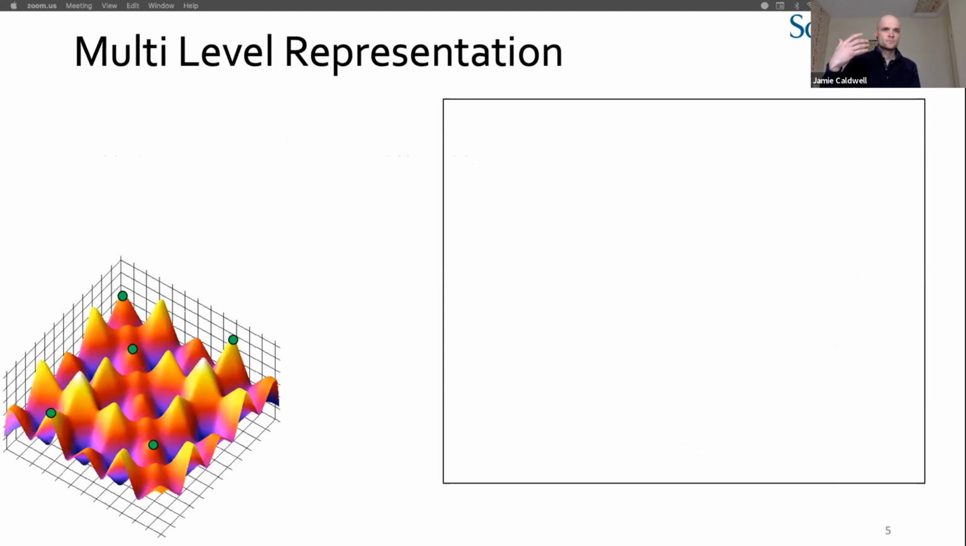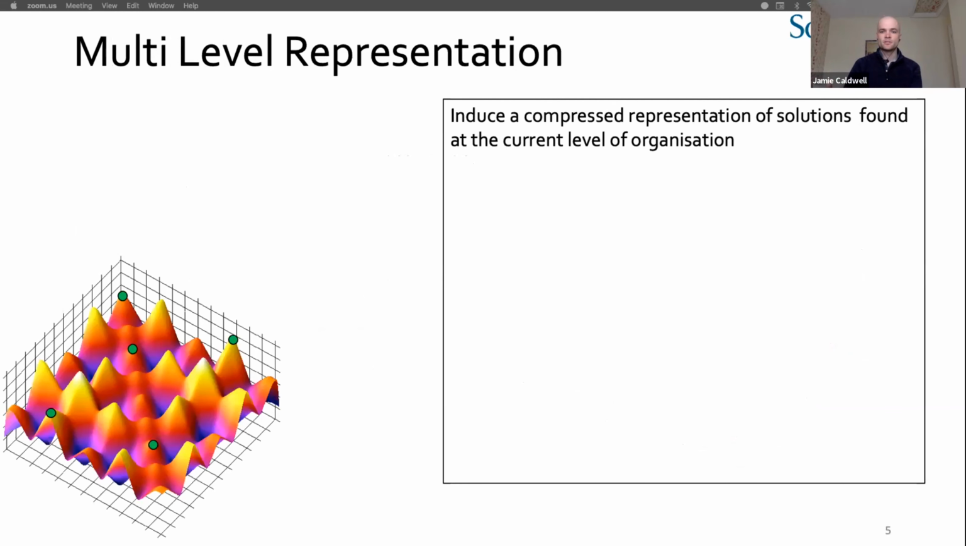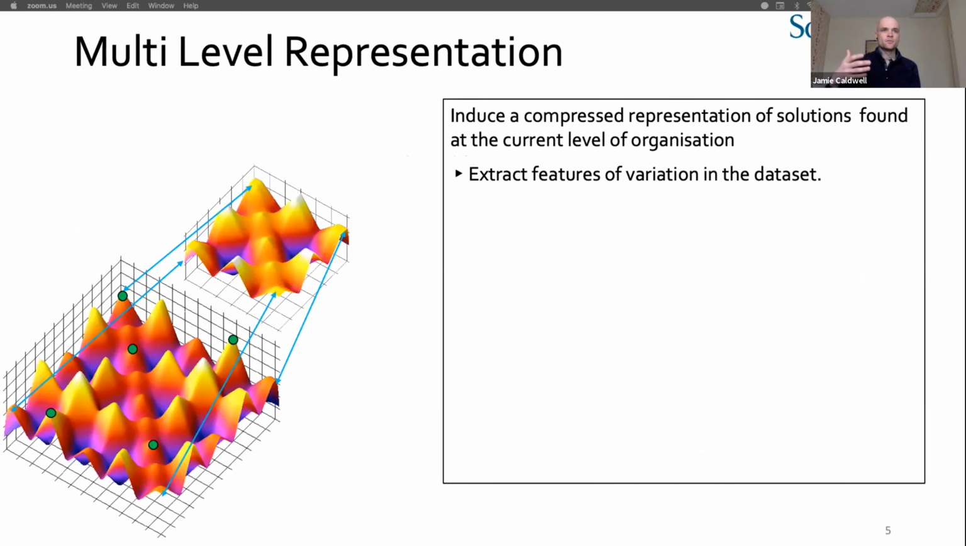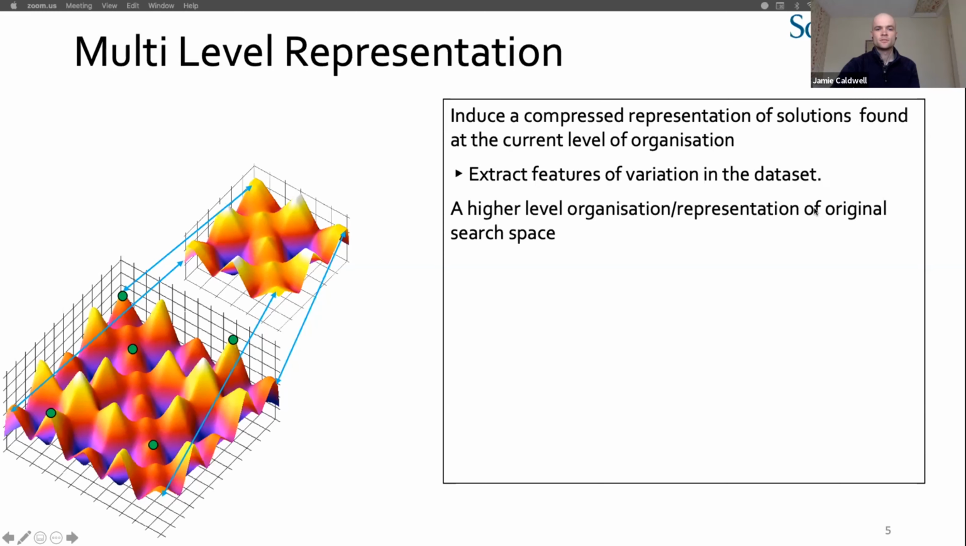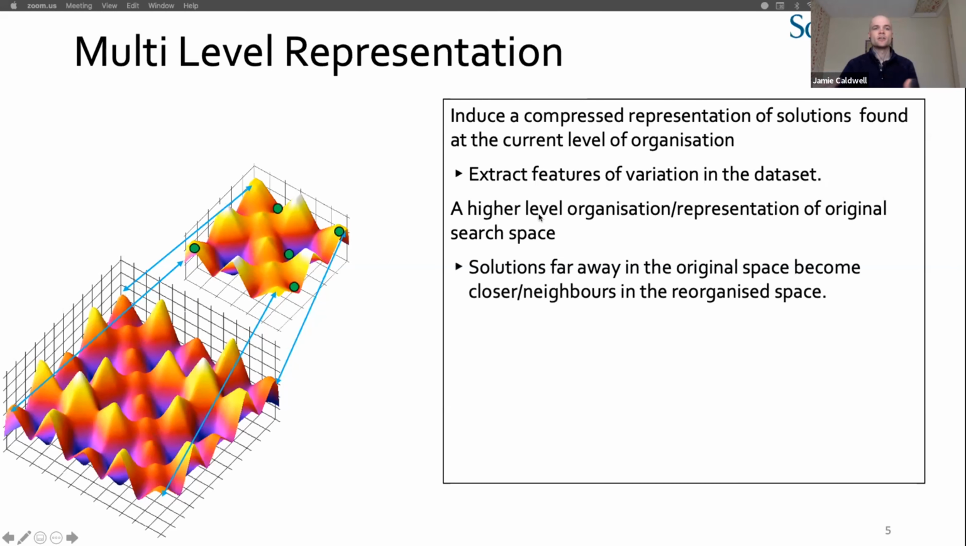The idea of transforming the search space, or neighborhood of a solution, is the idea of creating a multi-level representation of the search space. In deep optimization, we are extracting features of variation from the data set, and this presents us with a high level of organization. We do this by learning a compressed representation of the search space and then encoding these solutions into this higher space, so that solutions that originally were far away in the original representation now become closer, or even neighbors, in this reorganized space.